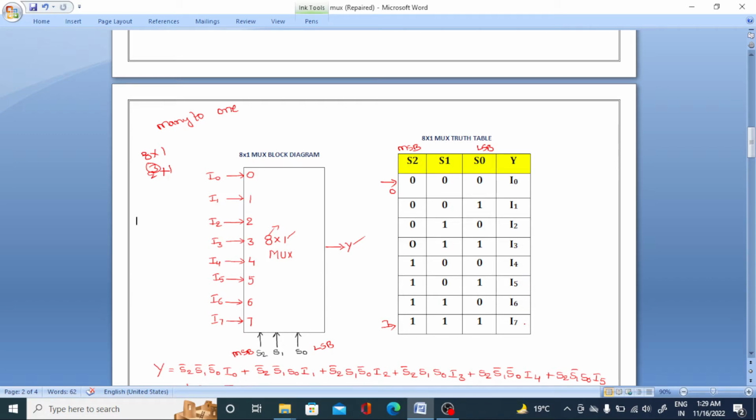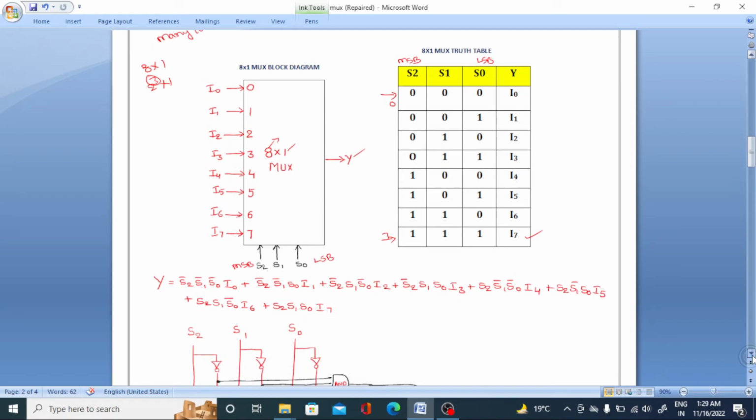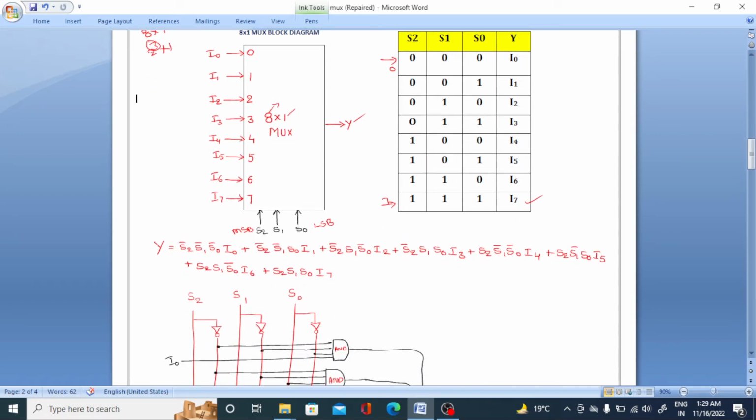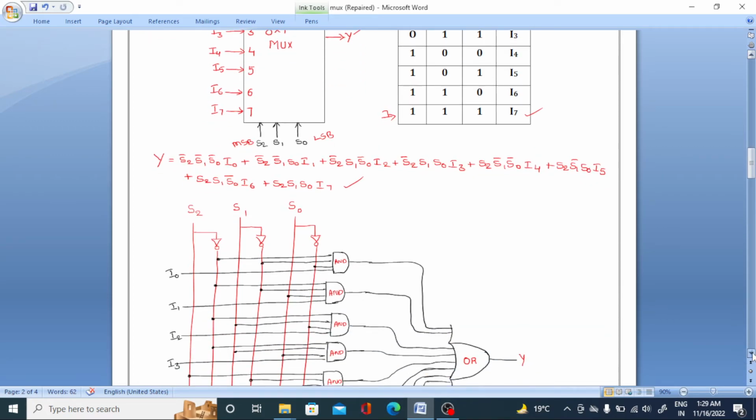For example, I want to select I7 at the output side, I want to pass only I7 at the output side, I am going to keep the selection lines S2 as 1, S1 as 1 and S0 as 1. So that I7 is passed to the output side. So hope you understand. This is about the block diagram and truth table, and the equation. The equation is also implemented based on this only, like the 4x1 mux.